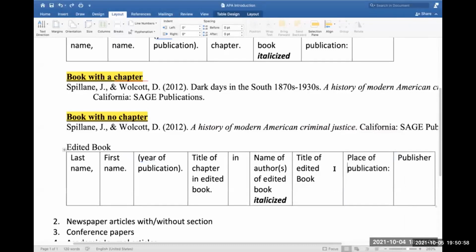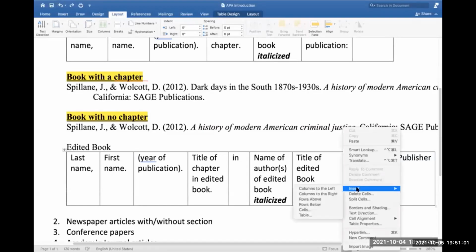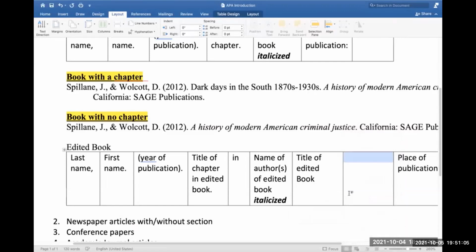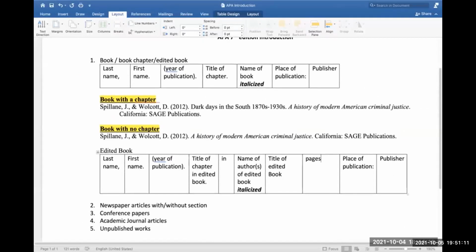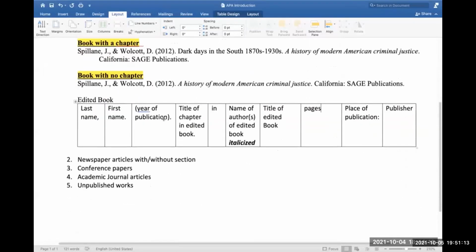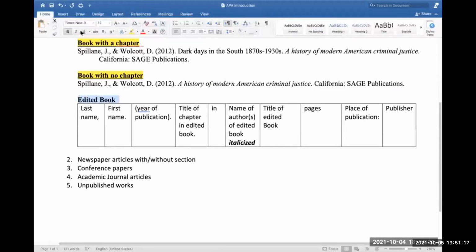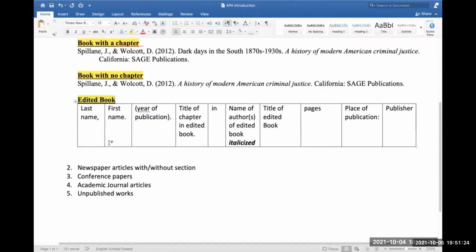No, not there, here. Pages. All right, let's reduce the size so we can see. Can increase it a little. All right, it's a little bit long, it's not difficult, it's just a matter of following the format. All right, so let us say we're doing an edited book, right?